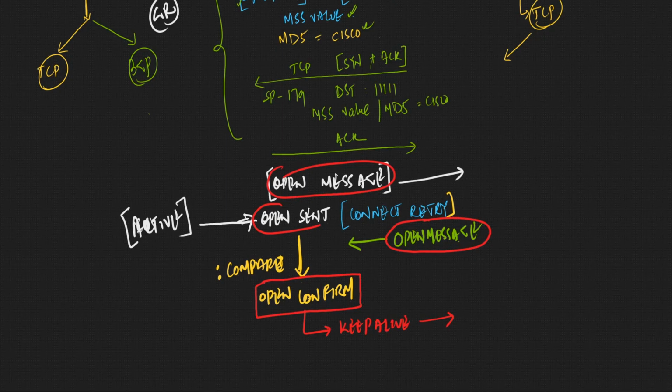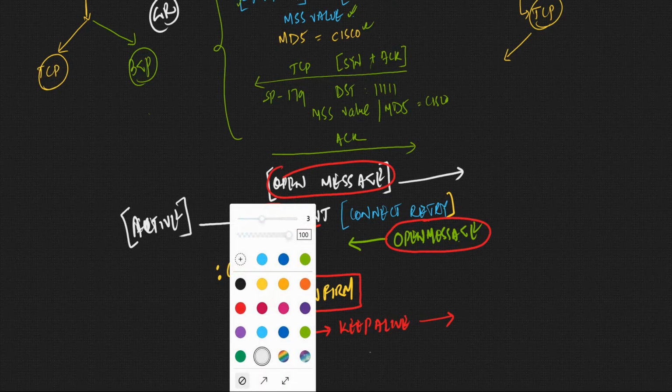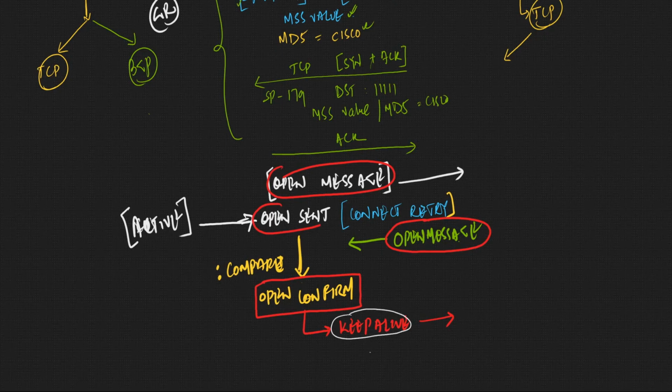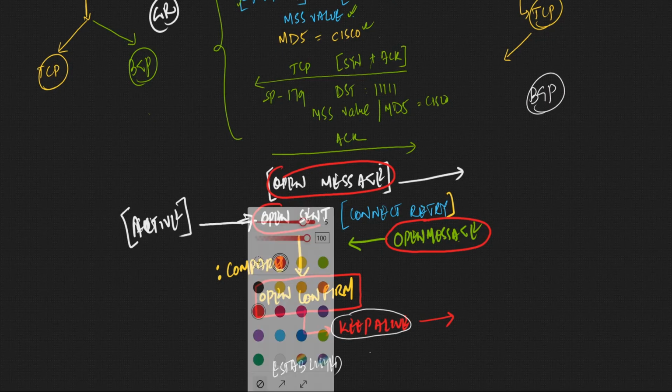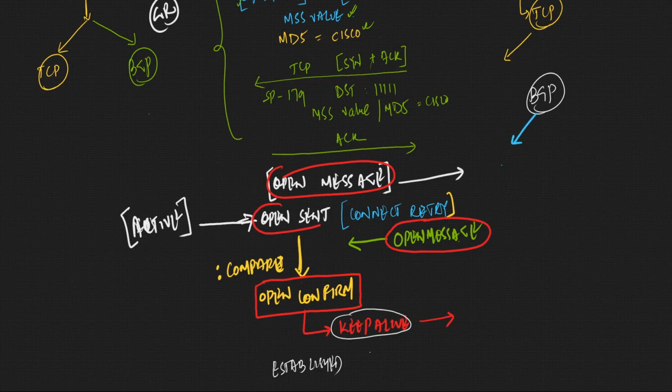After I transition to OpenConfirm, I will send a keepalive message, and then I will transition to Established. So, whenever we talk about BGP, the BGP peering session starts with TCP. In this TCP stage, the state is first Idle, then we will have Connect and Active. These are all the states of the TCP side of it, right?